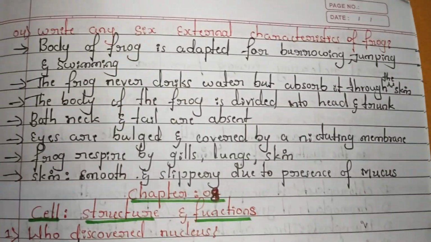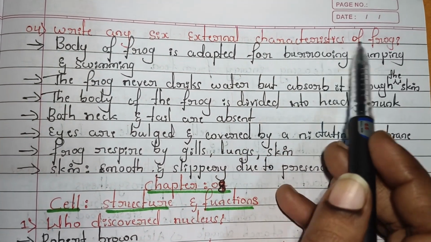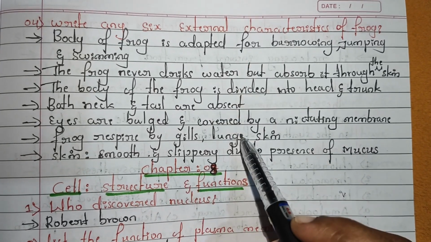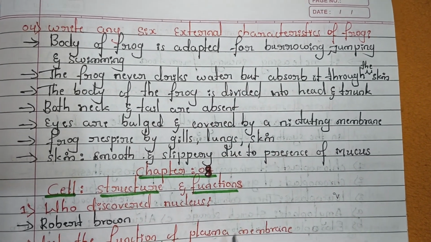Next, write any 6 external characteristics of frog. So you know very well the external characteristics of frog. And next you have to refer to these points.